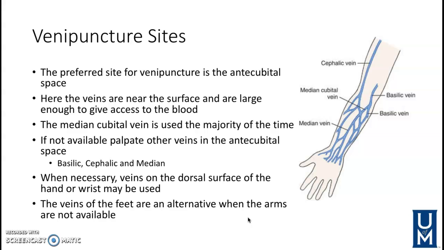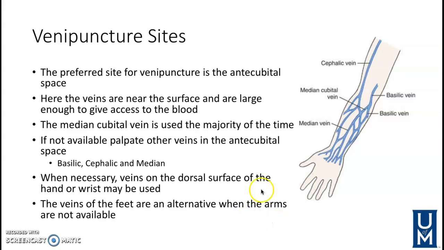So let's talk venipuncture sites. The preferred site for venipuncture is the antecubital space, or you may also hear it called the antecubital fossa or the AC. This is the area directly in the crease of your arm, right between the upper arm and the forearm on the opposite side of your elbow. This is where the veins are nearer to the surface and large enough to give access to blood.